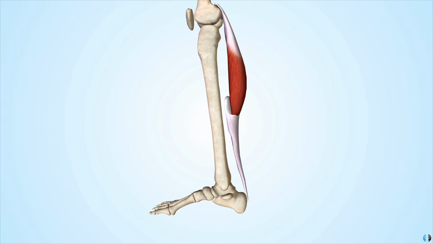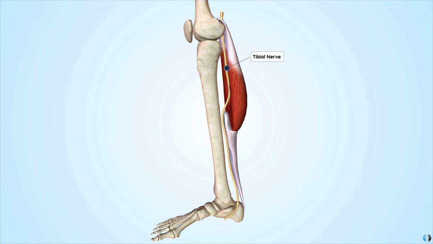So if we think about the nerve supply for the gastrocnemius muscle, it is innervated by the tibial nerve, particularly from the nerve roots of S1 and S2. Now, the really easy thing to remember is that all the muscles in the posterior calf and lower leg region are all innervated by the tibial nerve.